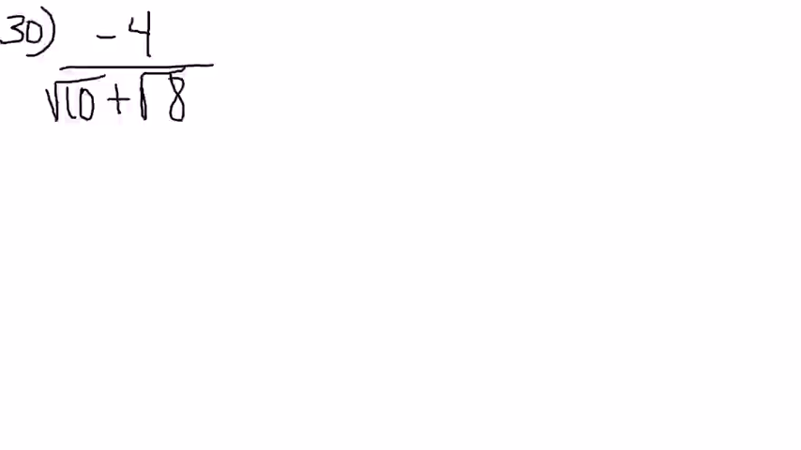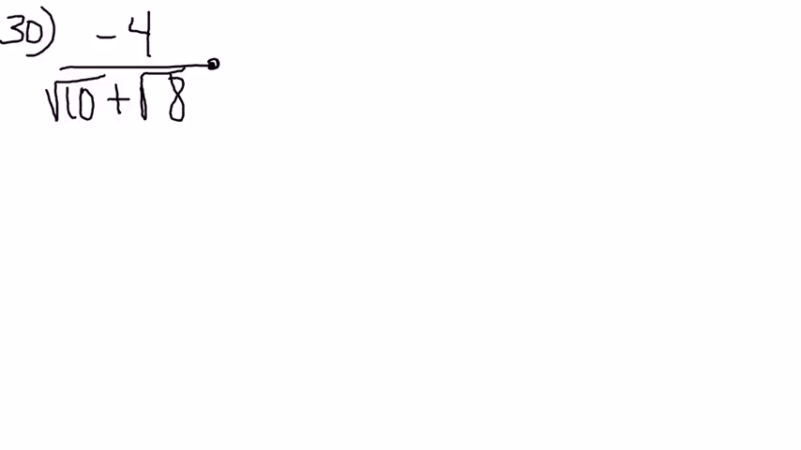Okay, algebra review. This is for exponents and radicals. This is the last problem, number 30. Alright, here we have again, just like number 29, radicals in the denominator. Once again, we're not allowed to have radicals in the denominator, just like we're not allowed to have 0 in the denominator. So I need to multiply this fraction by the conjugate.